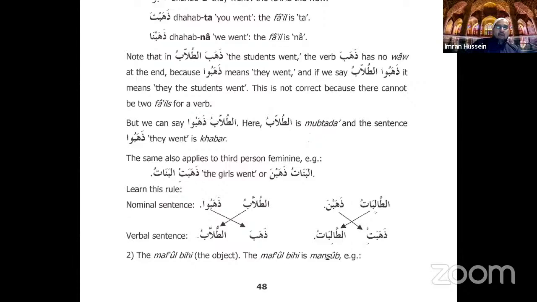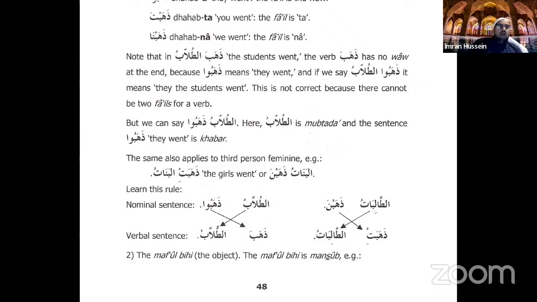Now remember, ma'ful bihi, just one second, doctor. Now the fa'il is marfu. It comes with a dhamma or a dhamma tanween, the doer. But the object of the verb, meaning every verb has a doer and an object. So you have a verb, a doer, and an object.